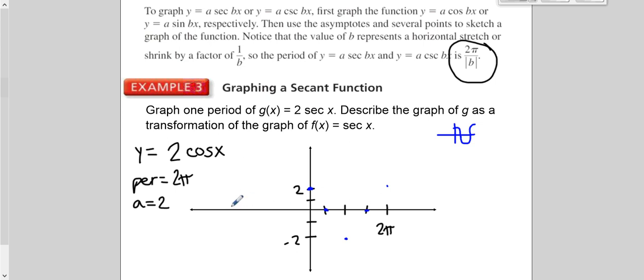Let's go ahead and build that other half. We always want at least 2 cycles. So here's our negative 2 pi. Break it into 4 sections and finish your pattern. Middle, bottom, middle, top. Okay, I'm going to draw this as a dashed line because this is my cosine graph. It is not my secant graph. Fill in your asymptotes. Your asymptotes are wherever the cosine graph crosses the x-axis.